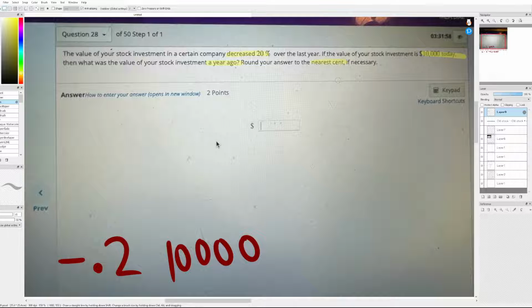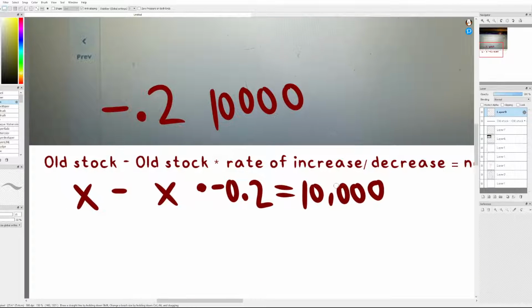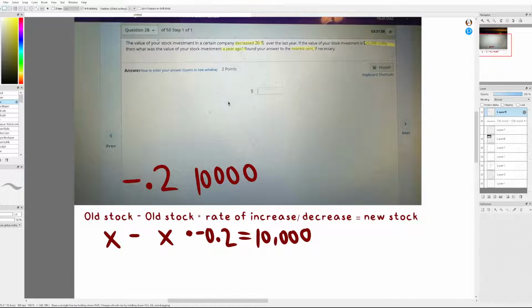Okay, so we're able to identify a few things. We had a stock that was greater than 10,000, but in the previous year, it decreased by 20%, which can be written as negative 0.2 in decimal form.